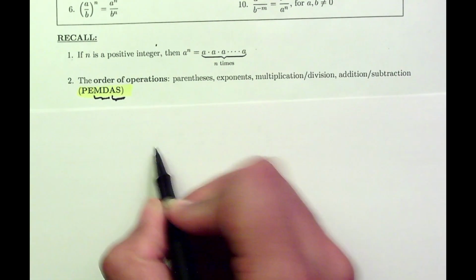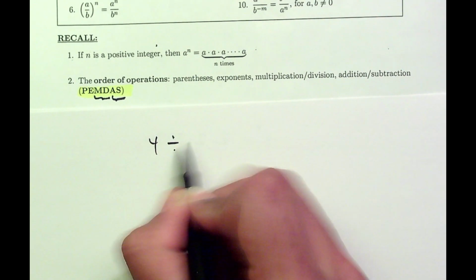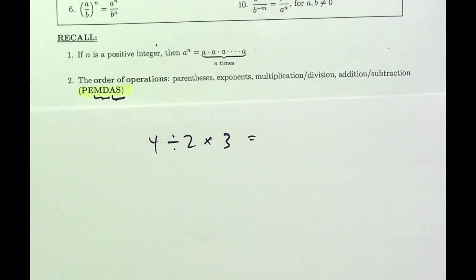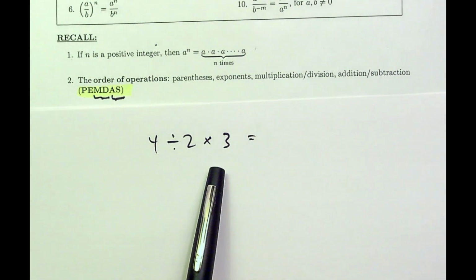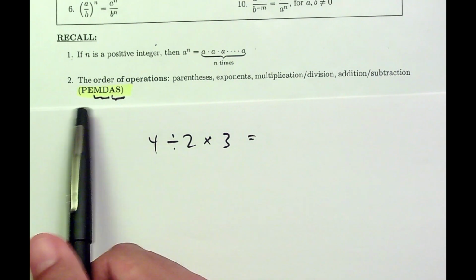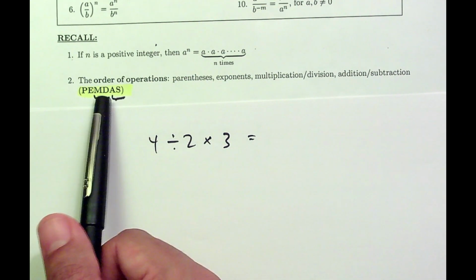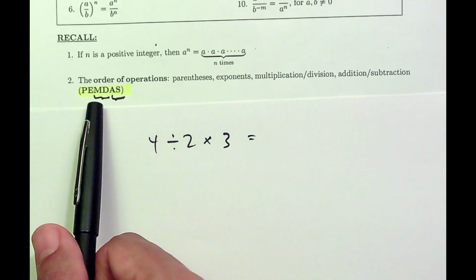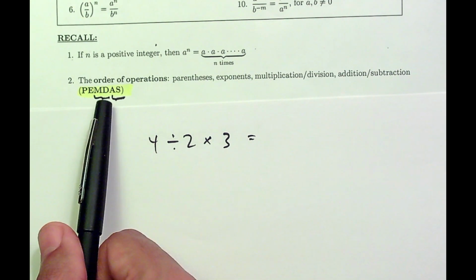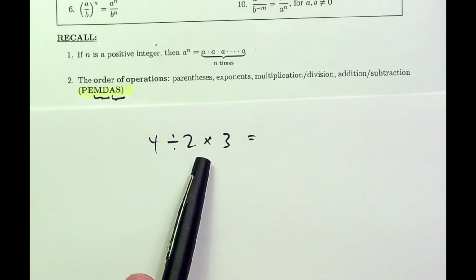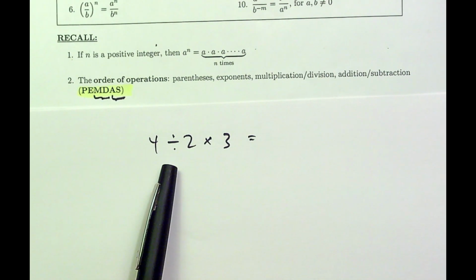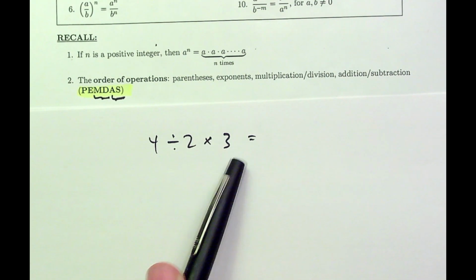So for example, 4 divided by 2 times 3, I see a division and a multiplication. PEMDAS supposedly says that you're supposed to do the multiplication first and then the division, but that's not true because M and D, the multiplication and division, have the same priority. So these two have the same priority, so you do them in the order in which they appear. So that means you're supposed to do the division first and then the multiplication.